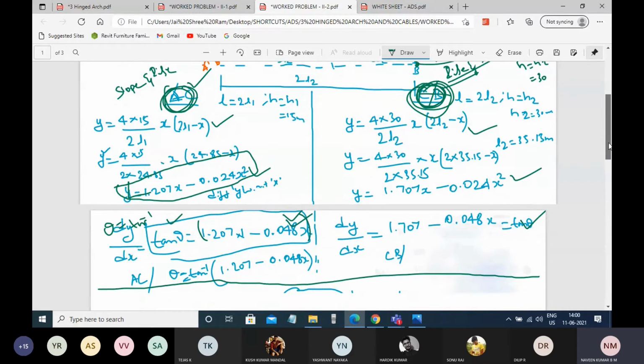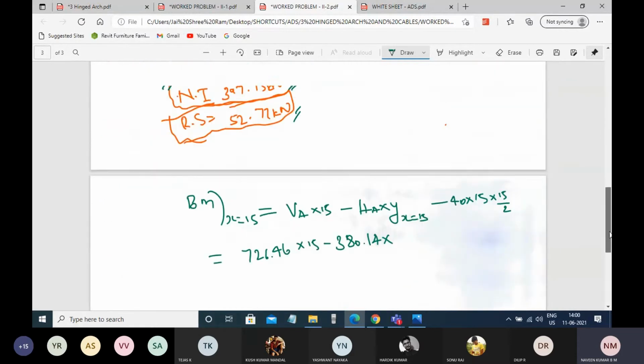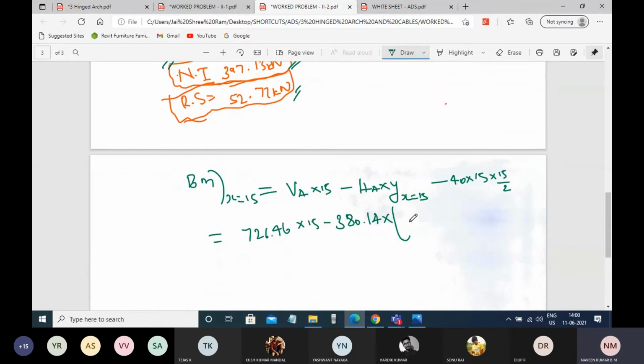So let me go over here. 1.207 times of 15, minus 0.024 times of 15 square. Okay, so this is your Yx, that is the perpendicular distance for a horizontal force. Understood? So minus 40 times of 15 times of 7.5.